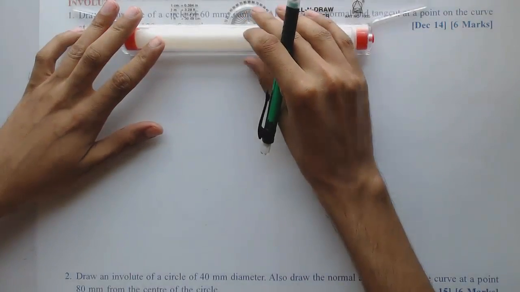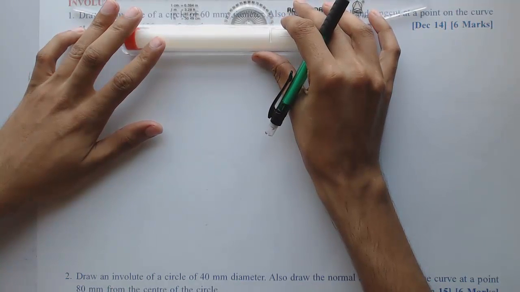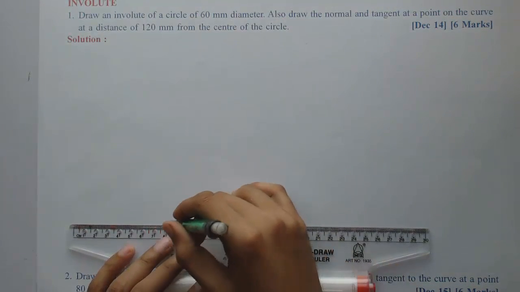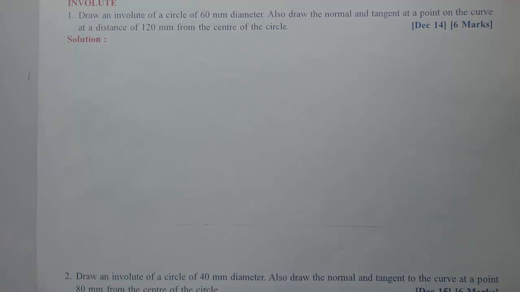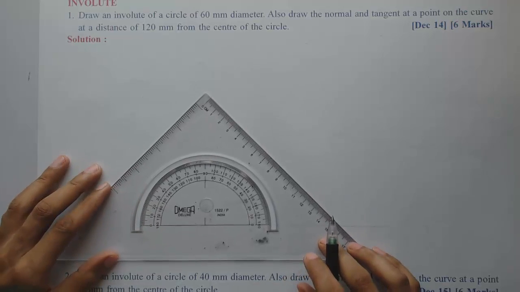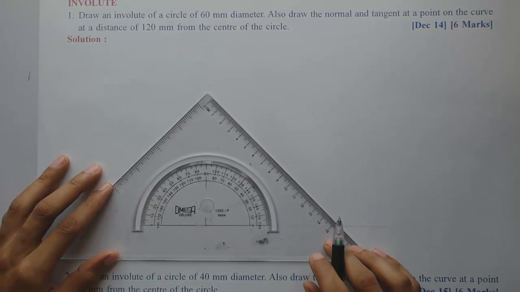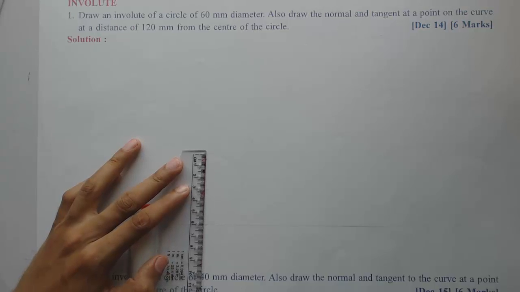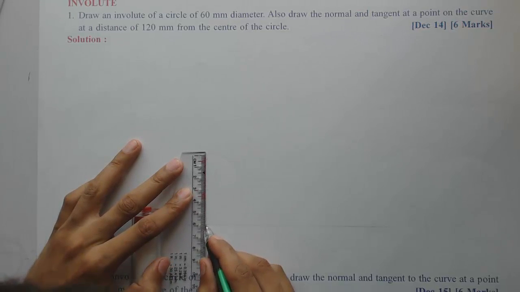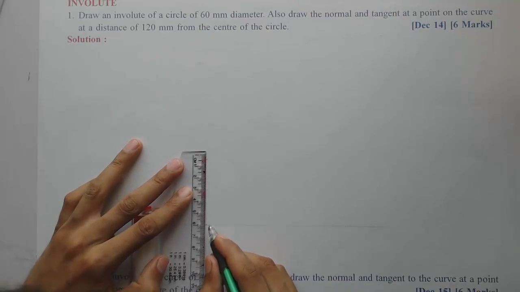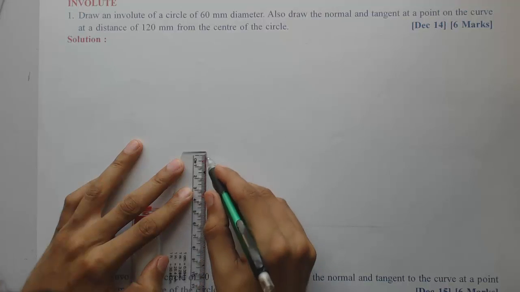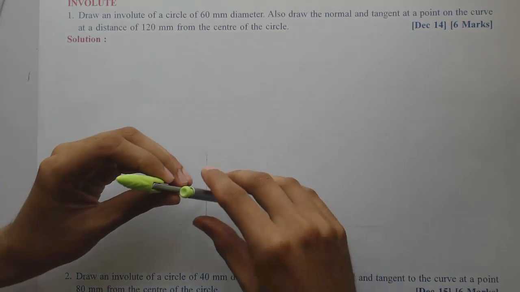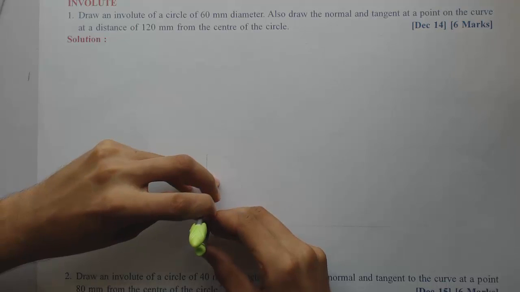For that I'll first draw a horizontal line. Then I'll mark a vertical diameter for the circle. The diameter given here for this particular problem is 60 mm. So I'll mark the length of the perpendicular as 60. Marking the center at 30, I'll draw the circle of 60 mm diameter.